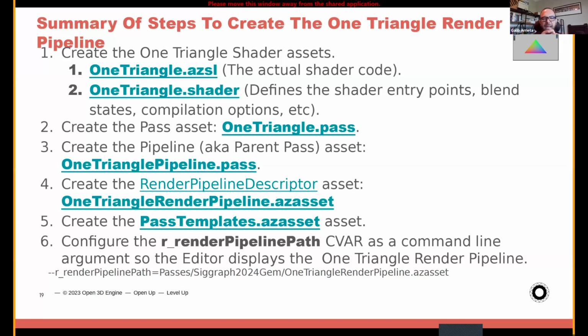And this pipeline is basically the parent pass. And this pipeline is going to reference the one triangle pass. So basically, we're going to build a one pass pipeline. And then we're going to create a render pipeline descriptor asset. And thanks to this asset, we're going to be able to give it to the command line as a starting parameter, and we're going to be able to replace the render pipeline of the editor in this case. And also in this case, even if you build a launcher or a game client, that game client should also be able to use that same pipeline too.